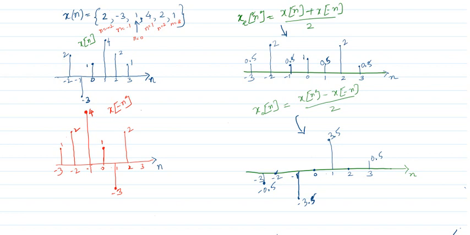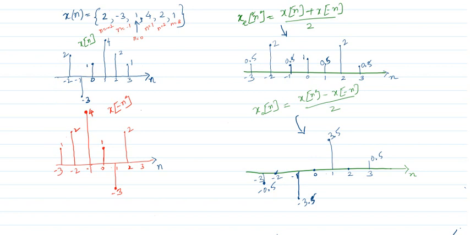For an even part, what do I need? x of n plus x of minus n. What is the meaning of x of minus n? 1 will go to minus 1, and minus 1 will come to 1. 2 will go to minus 2, and minus 2 will come to plus 2. They are interchanged, right? 3 will go to minus 3, and minus 3 will come to plus 3. Here at minus 3 there is nothing, so 0. At plus 3 it is 1, and it goes to minus 3 as 1. This is the relation between x of n and x of minus n.